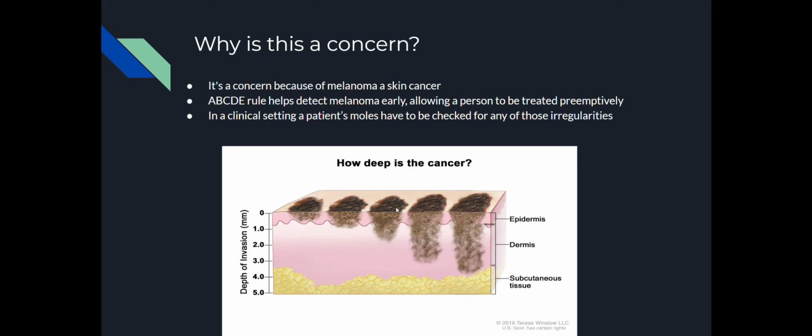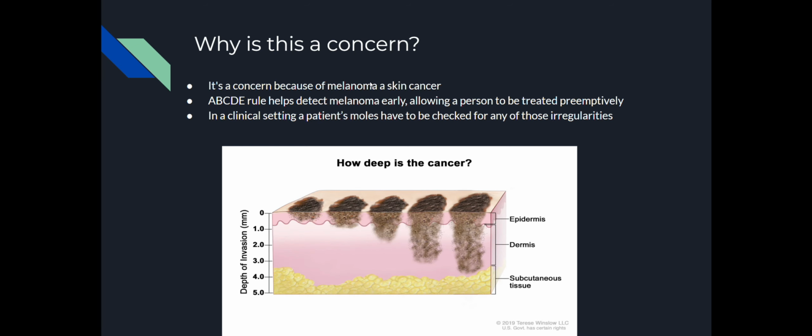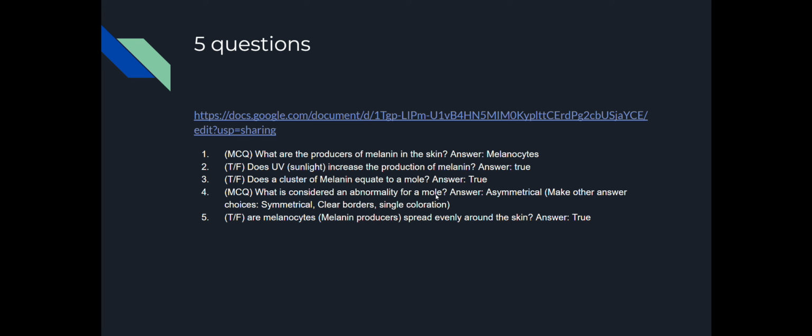Why is this a concern? Because if the mole does not follow these A, B, C, D, E rules, or is affected by any of these, then it's potentially a sign of melanoma, a skin cancer, which would be very bad. Using the ABCDE rule helps detect melanoma early and helps it be treated preemptively. This is a picture of my own finger, as you can see here. It passes the test perfectly. Also the image is a bit blurry. This is on my left finger. So it passes the ABCDE rules. Hopefully I don't have skin cancer.